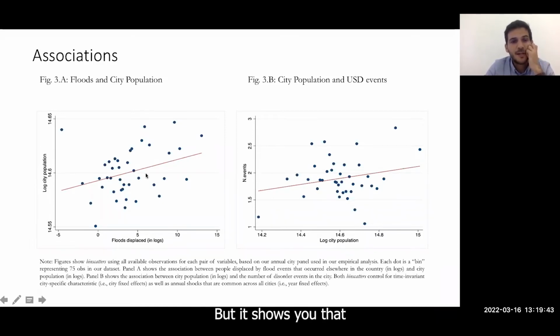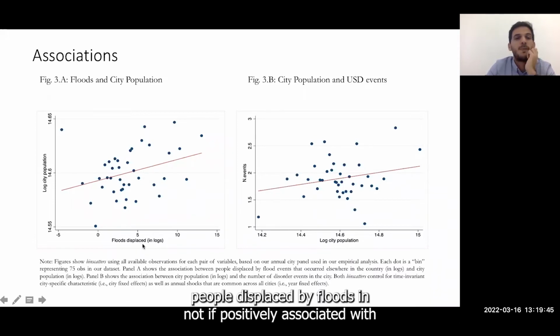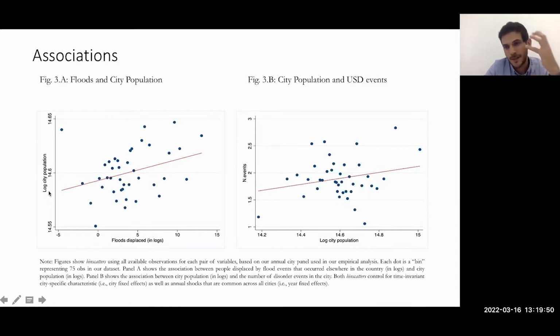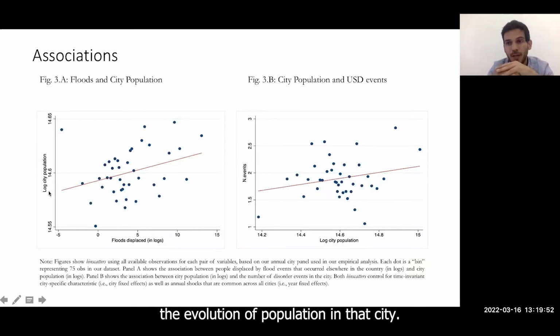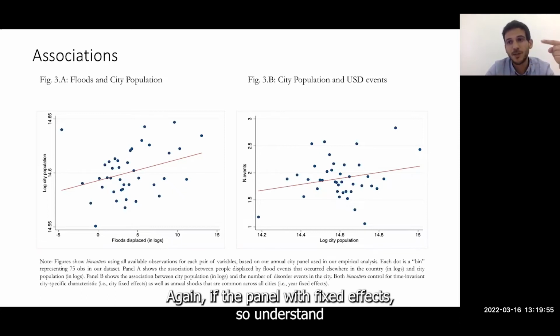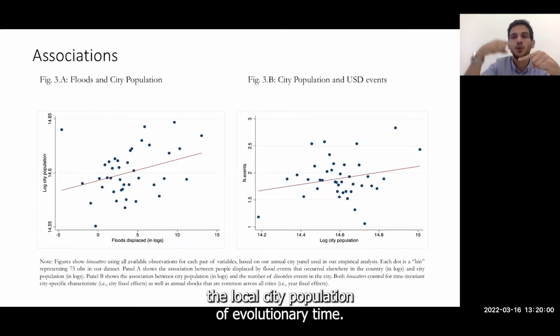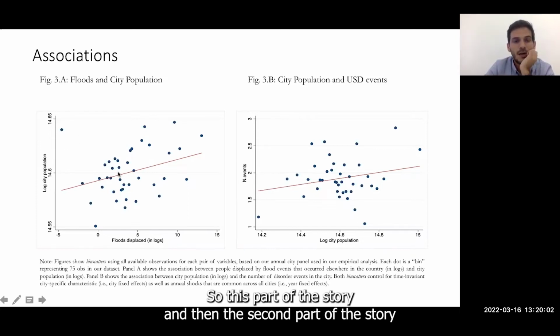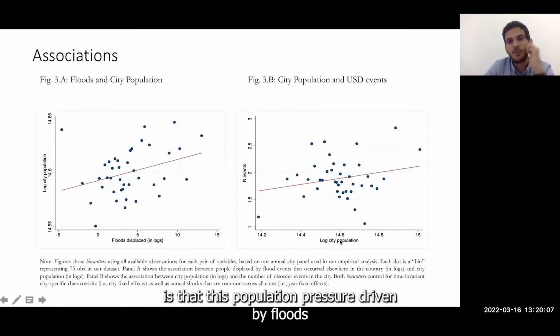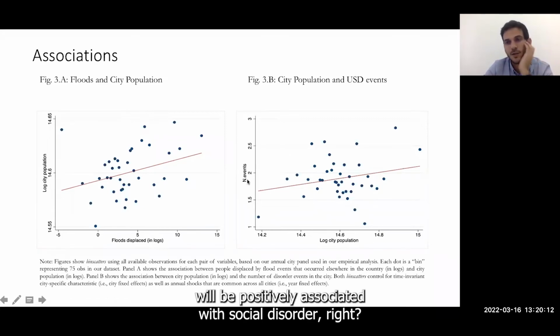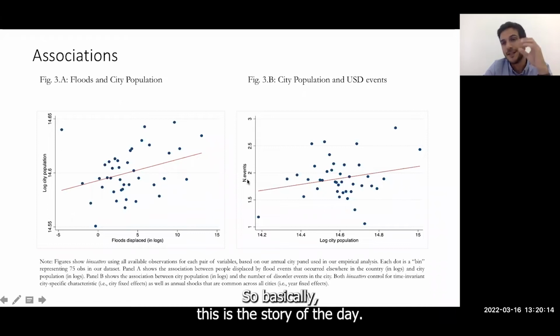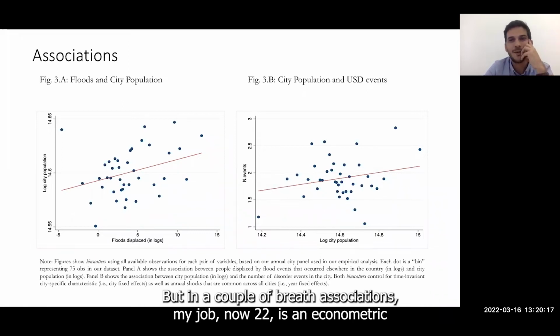The left-hand side panel shows you that people displaced by floods, in logs, is positively associated with the evolution of population in that city. Again, this is a panel with fixed effects, so understand the log of city population as the evolution over time, right? So this is part of the story. And then the second part of the story is that this population pressure driven by floods is positively associated with social disorders, right? So basically, this is the story of the paper in a couple of graphs, associations.